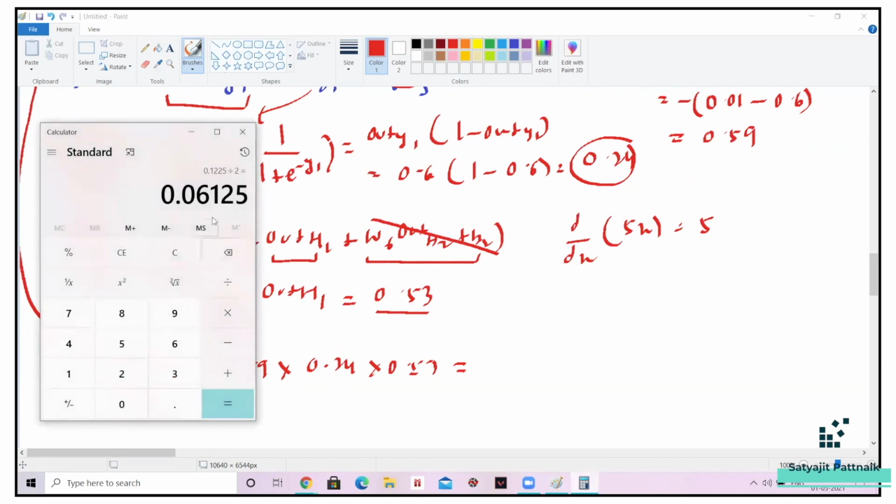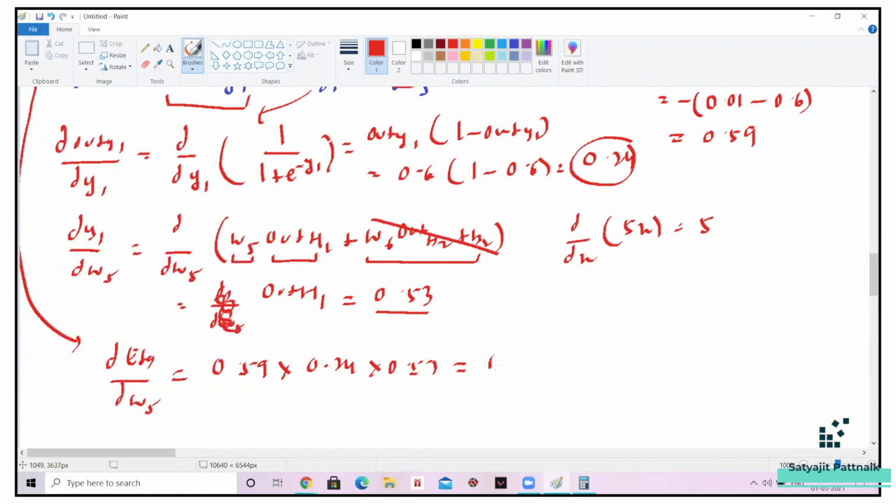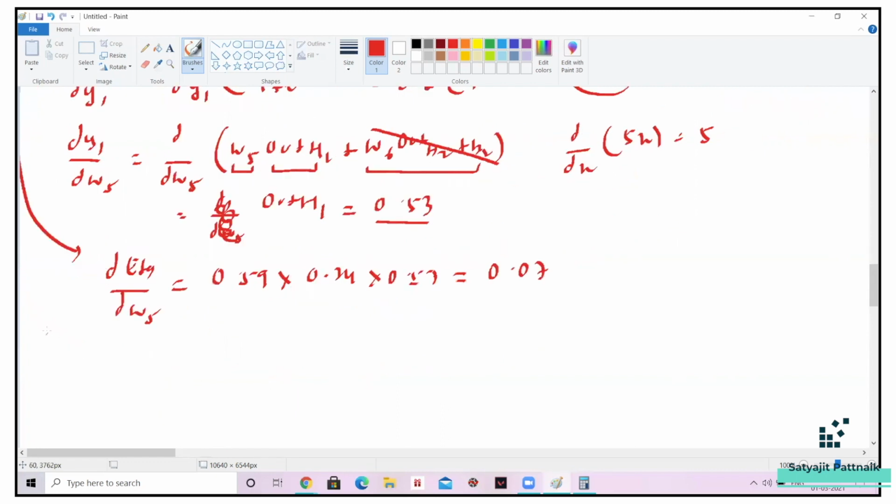0.59 multiplied with 0.24 multiplied with 0.53 is 0.07. So this is the error with respect to W5. Similarly, we have to calculate the error with respect to all the weights. Now, once we have already calculated the error with respect to W5, what will we be calculating? So let me write it down.